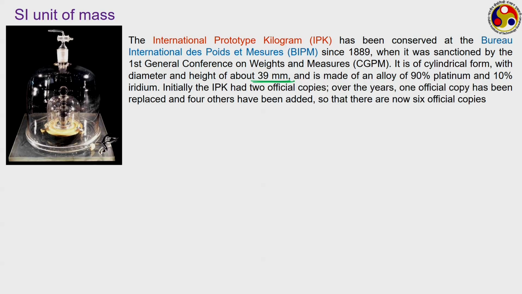Initially it had only 2 official copies. Over the years one of the copies was replaced and 4 others were added. So, now we have 6 official copies of this IPK.